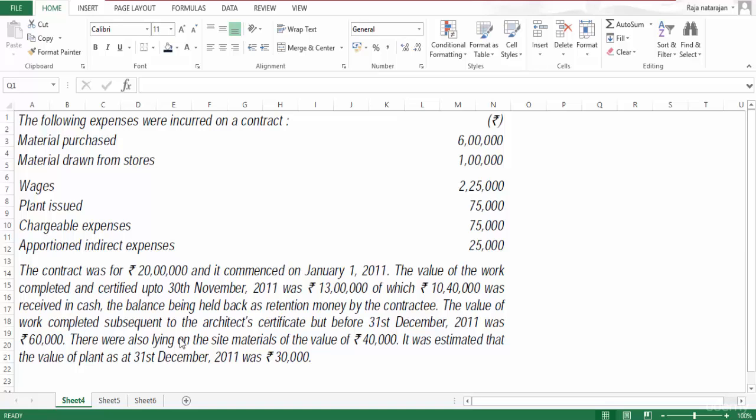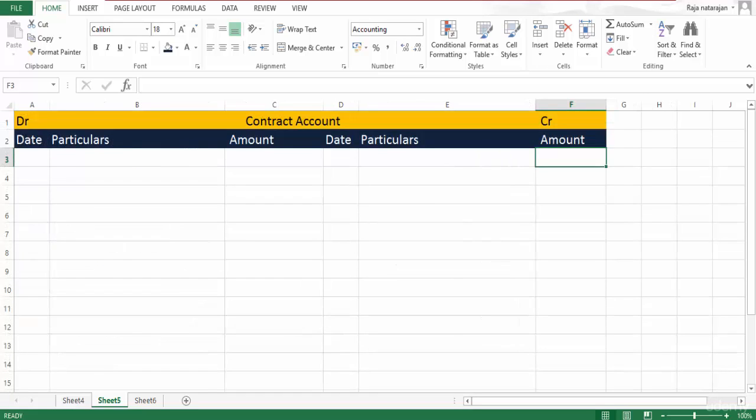The value of work completed subsequent to architect certificate but before 31st December was 60,000. There were also materials lying on the site of the value 40,000. The estimated value of the plant as at 31st December was 30,000. Now with this information, we have to prepare the contract account. Let me show you how to prepare it.